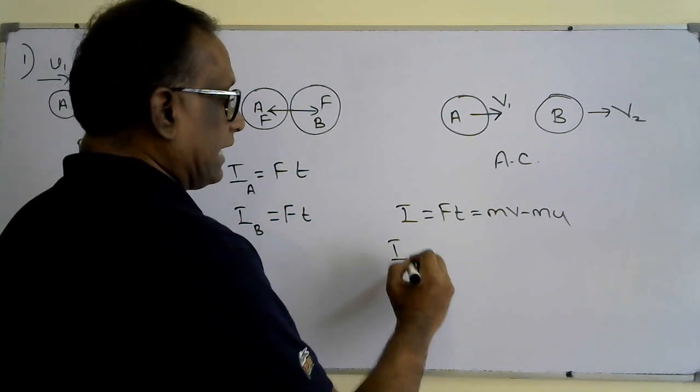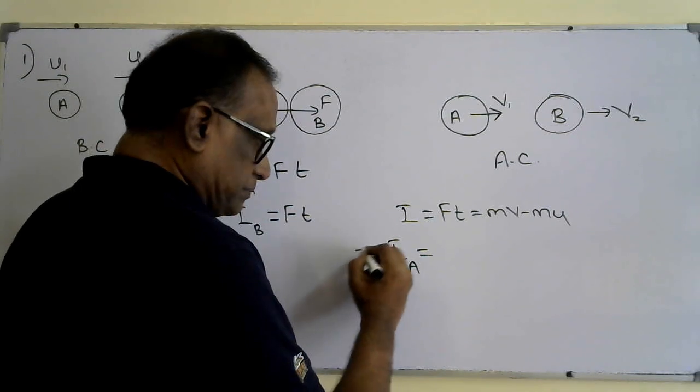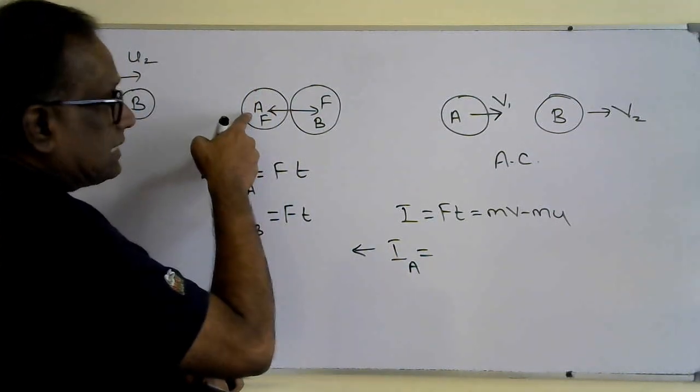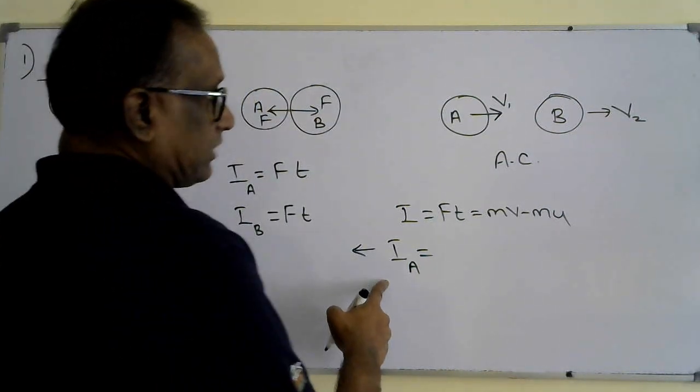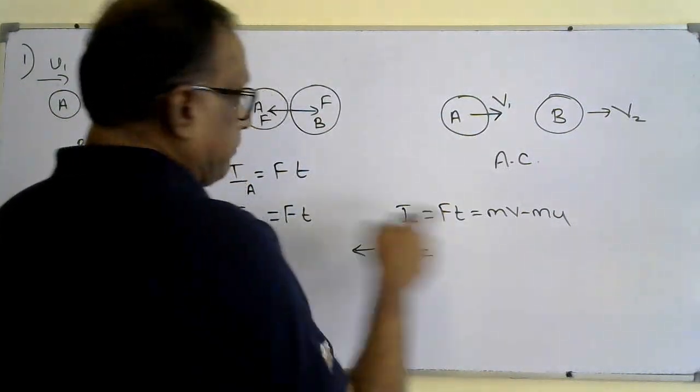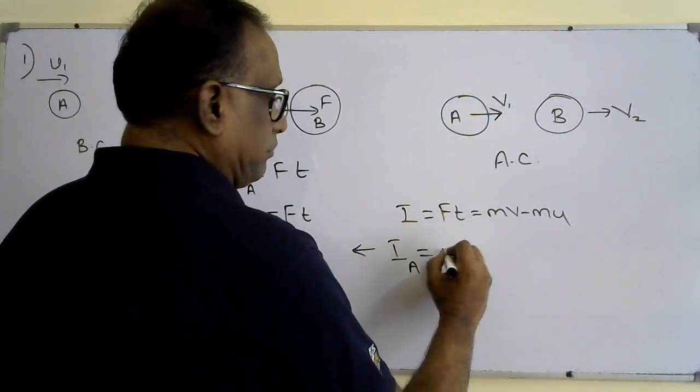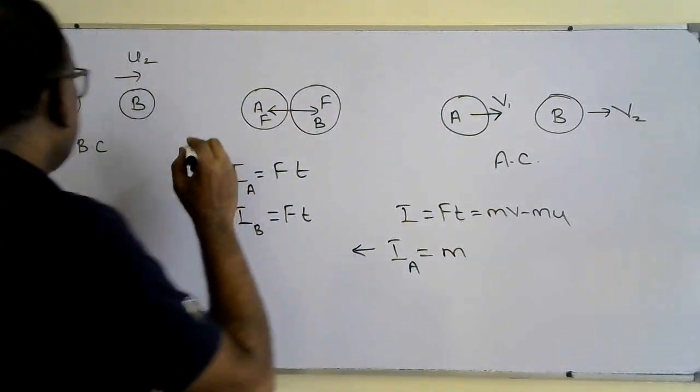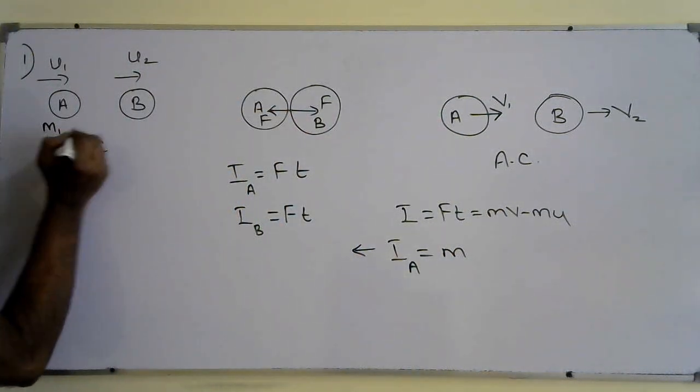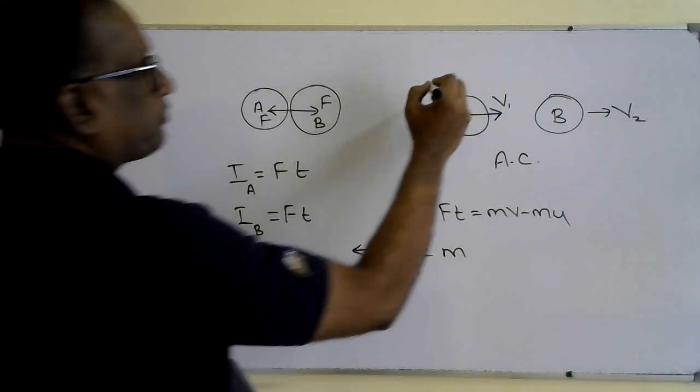So I should write IA is equal to, it must be towards left because A is experiencing force towards left, IA is equal to mv minus mu. That's the general form. But for the mass, I say mass of A is m1 and mass of B is m2.